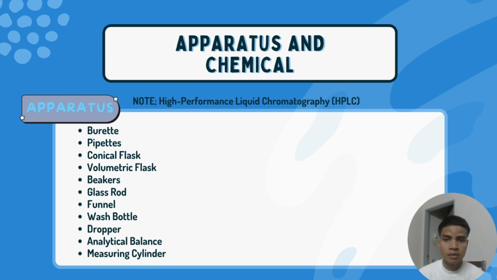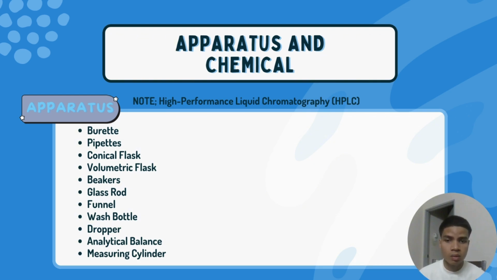The next item is the volumetric flask, where we can use 100 ml, 250 ml and 500 ml for preparing the standard solution. The next item is the beaker, where we use 100 ml and 250 ml for preparing and transferring solution. The next item is the glass rod for stirring the solution, and the funnel for transferring liquid without spillage.